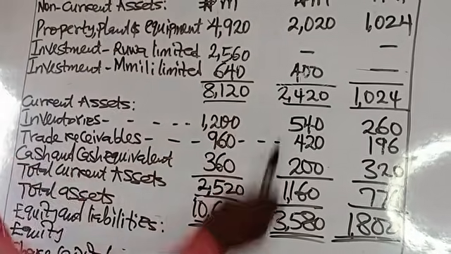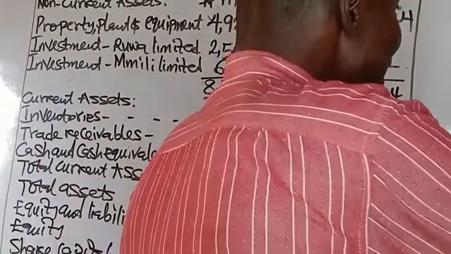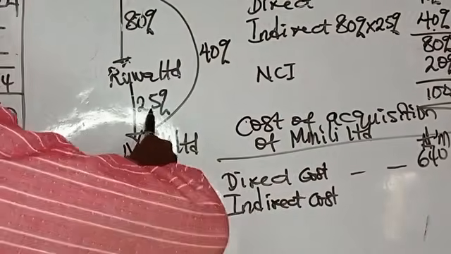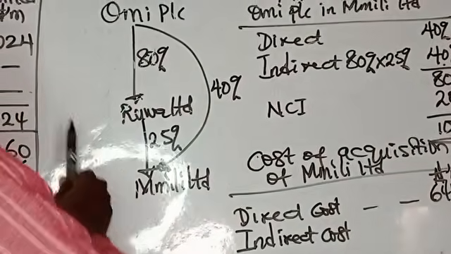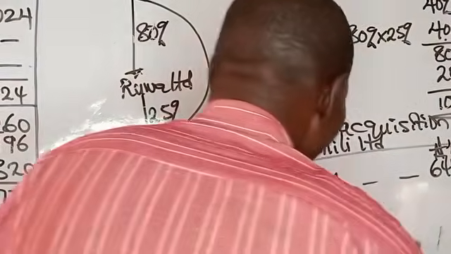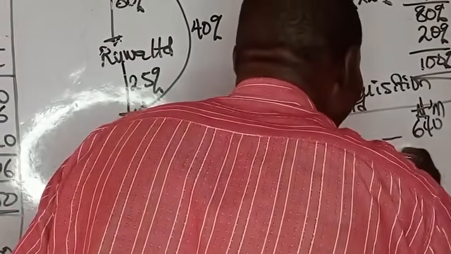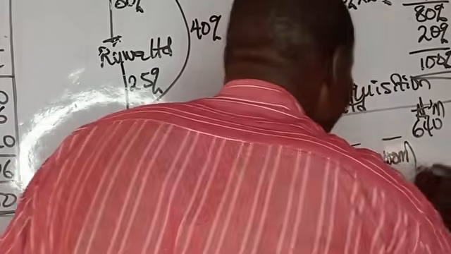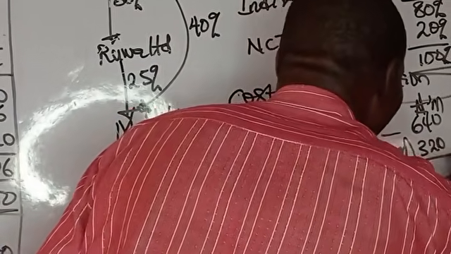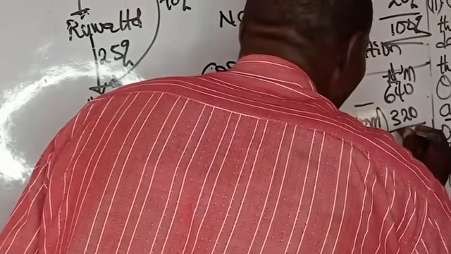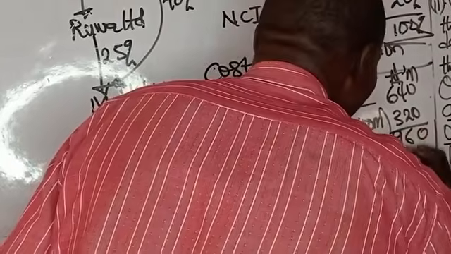I've told you that this 400 million, we are going to apportion it. It is 80% that will be used to apportion the 400 million, not the effective interest, and not 25%. It is 80%, parent company's stake in subsidiary. So we have 80% of 400 million, which gives us 320 million. If you add 320 million to 640 million, then you have 960 million.